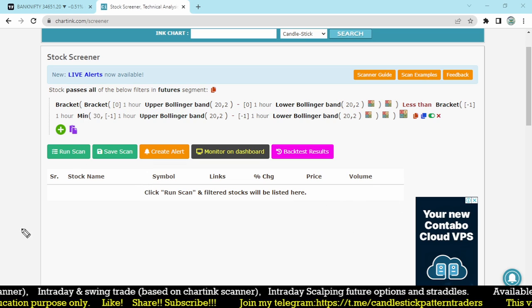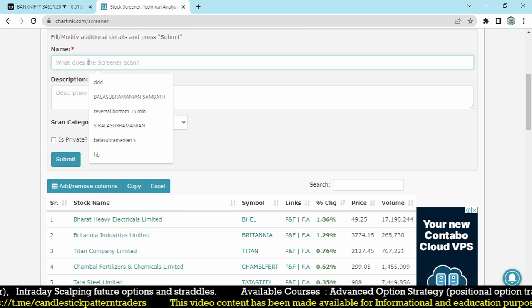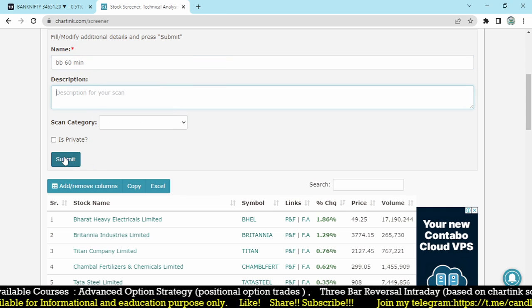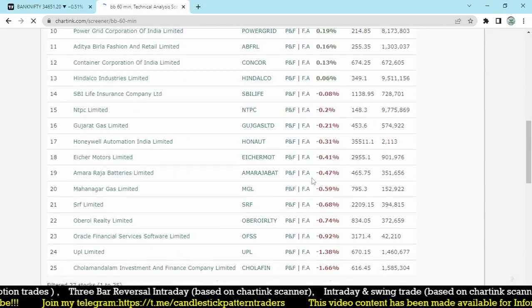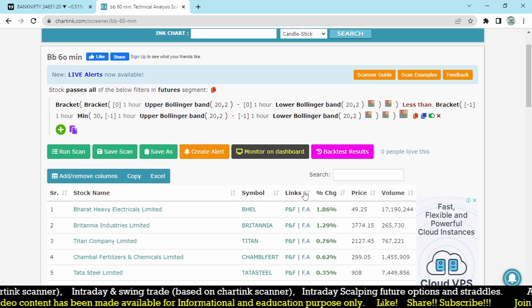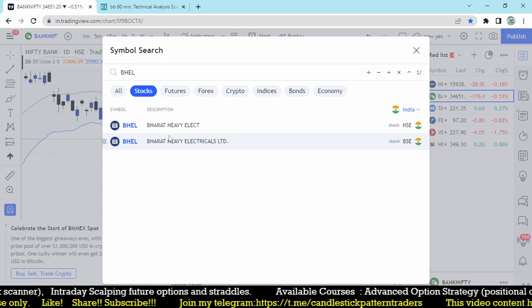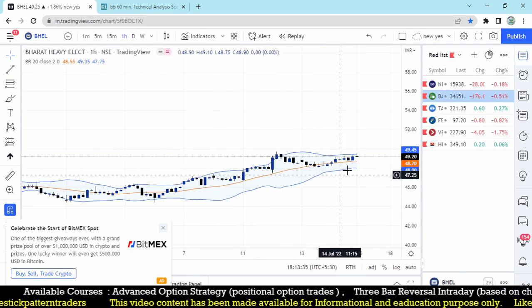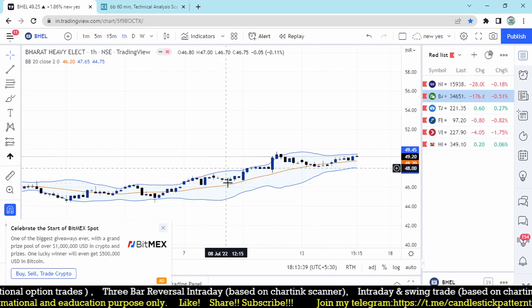If I have created this one, first I will save the scan as BB 60 minutes, and then I will change the name after some time. Let me check how many stocks are present here. We'll check BHEL, let me check first if there is any error. BHEL on the 60 minute time frame, let's say this may be the least value compared to the past 30 candles.